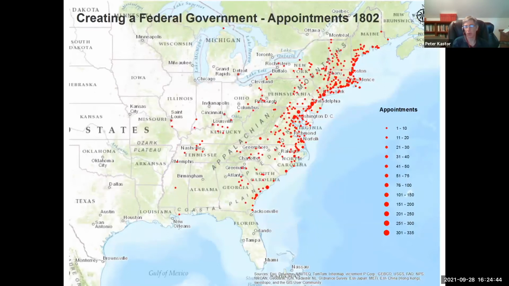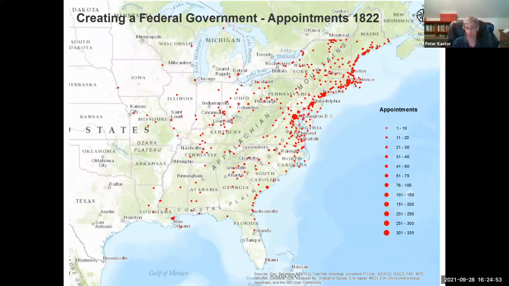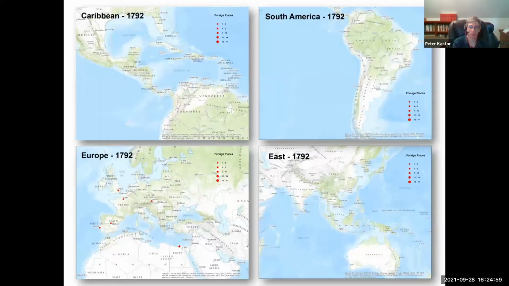Here are a series of more general maps that show how the number of federal officials, especially in the Trans-Appalachian West, grows over time. And I realize it looks like some kind of disease vector, but I'm going to skip ahead to some aggregate maps.